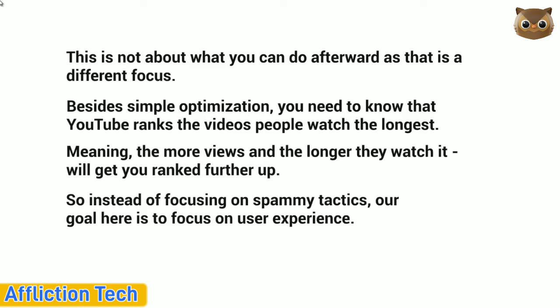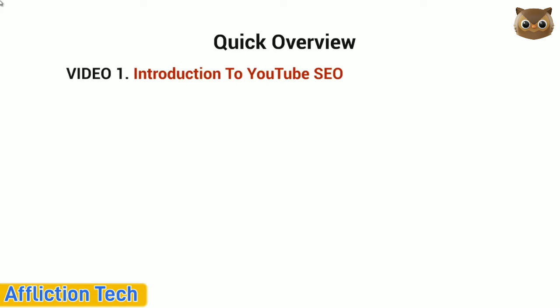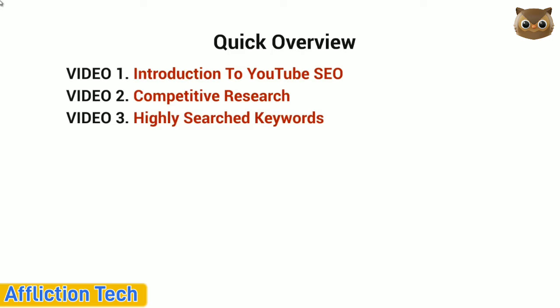So instead of focusing on spammy tactics, tons of backlinks, and all of that, our goal here is to really focus on the user experience. What I want to do now is give you a quick overview of what's inside this video course. This is, of course, video number 1. Video number 2 is going to be about competitive research, or in other words, researching your competitors to get a better idea of why YouTube is ranking those videos. Video number 3 will talk about highly searched keyword terms and how you can find those for your product or service, or whatever you're trying to promote.